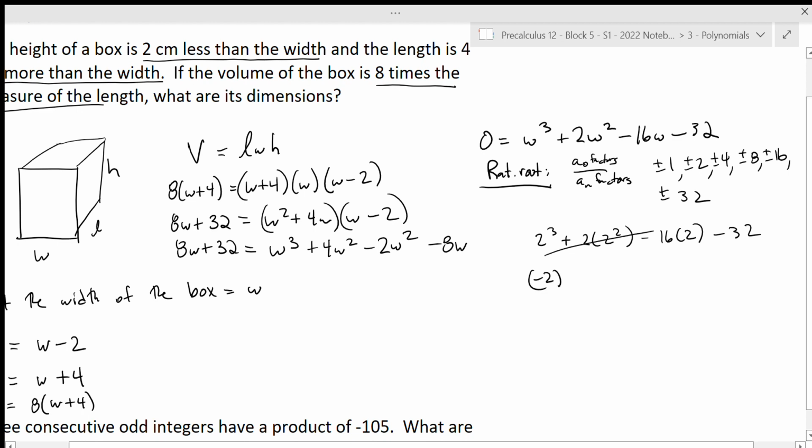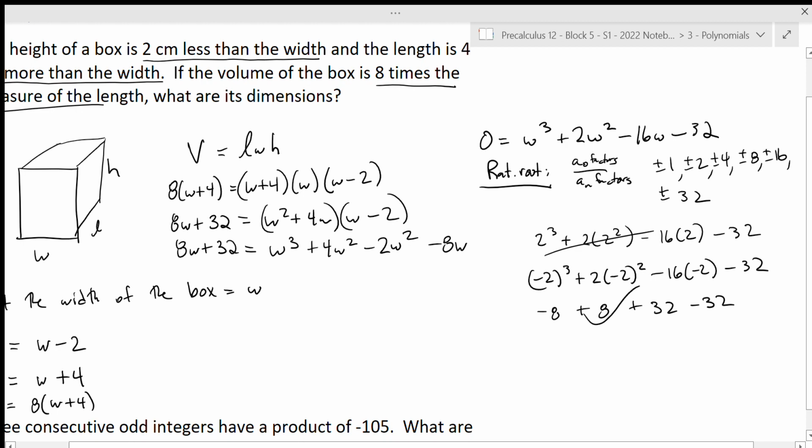So negative 2 cubed plus 2 times negative 2 squared minus 16 times negative 2 minus 32. Okay, so this gives me a negative 8. This gives me a positive 8. This gives me plus 32, and that gives me minus 32. So that is definitely promising. So it looks like if I plug in negative 2, that's going to be a factor of this equation.